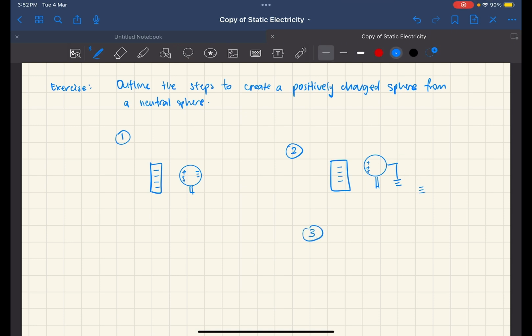And then after that, your step 3 will be to remove your earth wire first. So always make sure that you remove your earth wire first. And then step 4, you remove your rod. And then the positive charges will redistribute themselves as like charges repel. So this will be how you create a positively charged sphere.